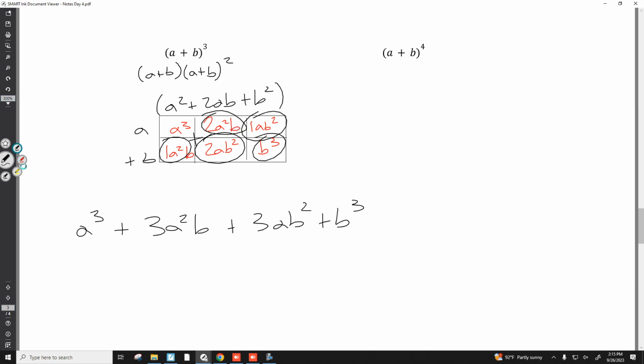All right, so you want to do a large, nice box, which is a plus b squared times a plus b squared. We know what a plus b squared is, so we'll do a squared plus 2ab plus b squared, and then multiply that by a squared, 2ab, b squared. Now, you could obviously do a plus b cubed times a plus b, or you could do a plus b squared times a plus b squared.